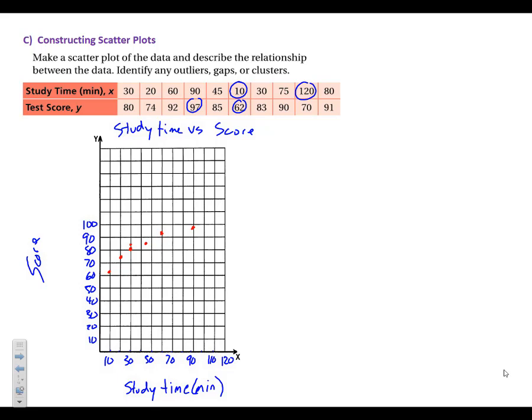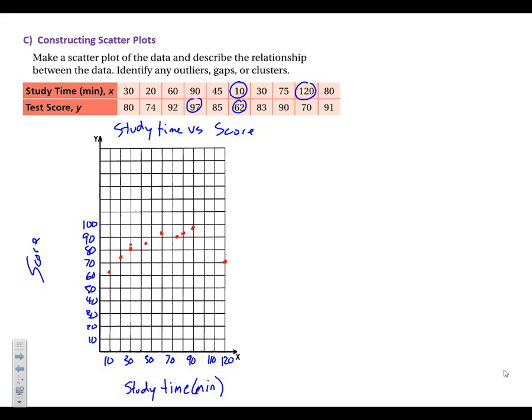And then we have 75, excuse me, 75 and 90, right there on the line. We have 120-minute study with 70 score, and then we have 80 and 91, and that's about right. Oh, it's probably a little high, but it's pretty darn close. All right, so we have our points plotted, and we have our scatter plot constructed, and then we can talk about the questions.